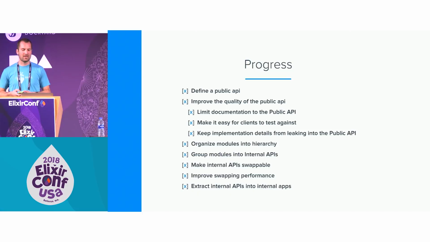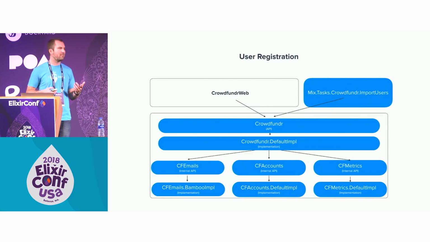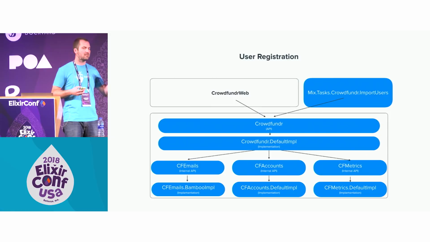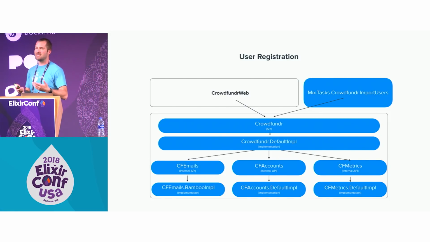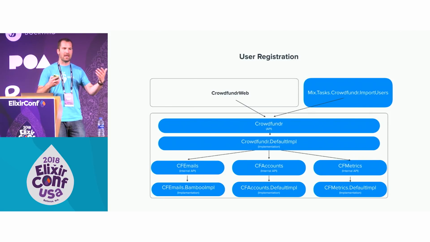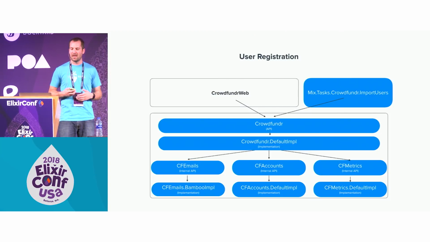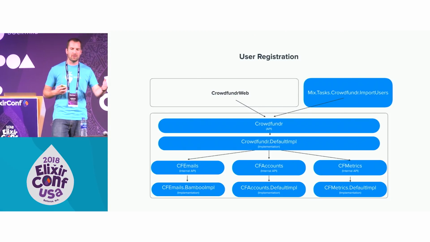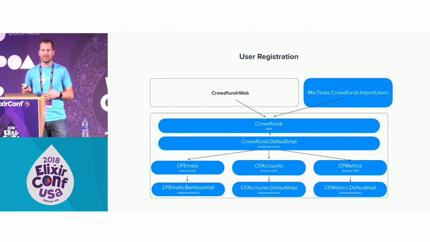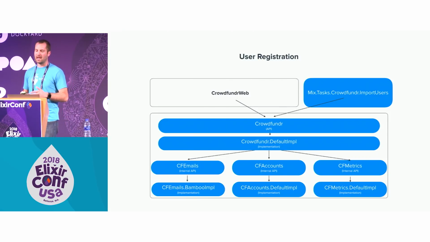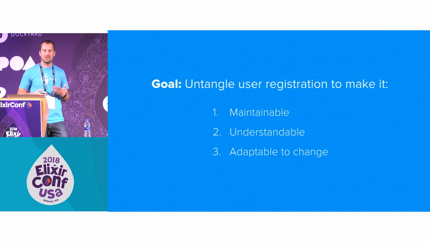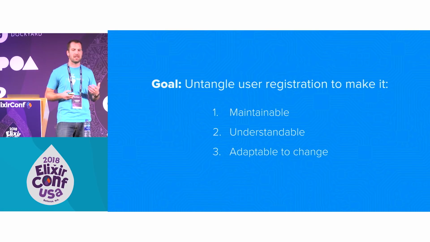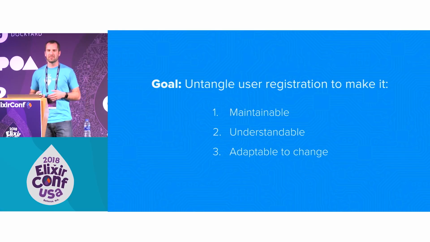So we've made a lot of progress in our app, and here's where we've ended up. Each one of these layers is now swappable. We have clear boundaries and clear APIs, and it makes sense where code should go. It's also laid the groundwork for continued application development, because you can put email-related code in the emails app, and other account-related code in the accounts app. I'd say we definitely accomplished the goal of untangling user registration to make it maintainable, understandable, and adaptable to change.